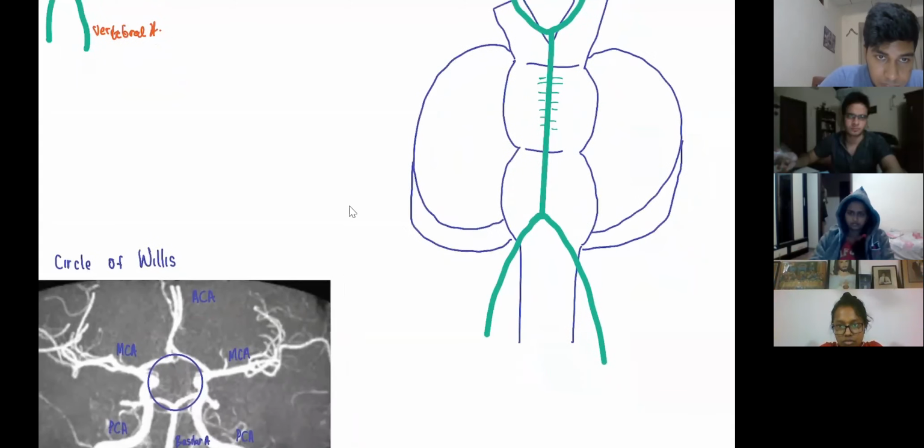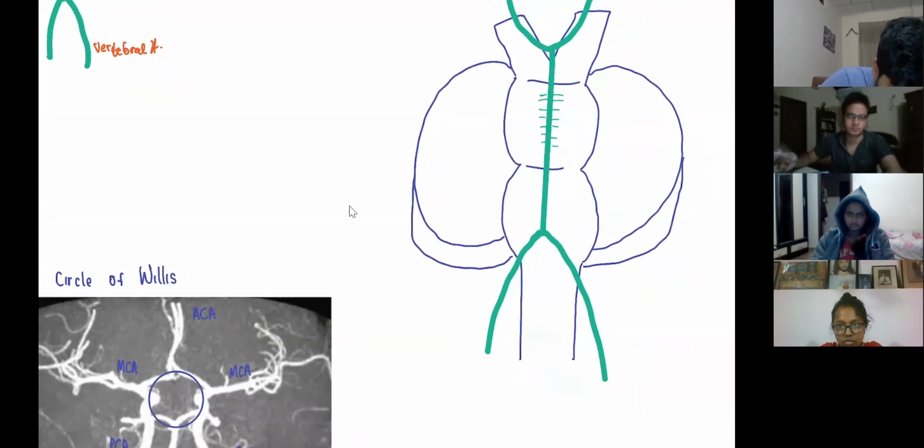First, we have the labyrinthine arteries. It originates from the pons. Remember, cranial nerves 7 and 8, 6, 7, 8. So this artery goes with cranial nerves 7 and 8 to the ear.